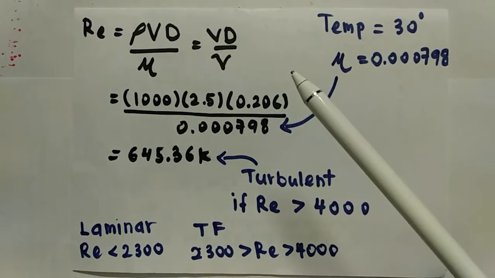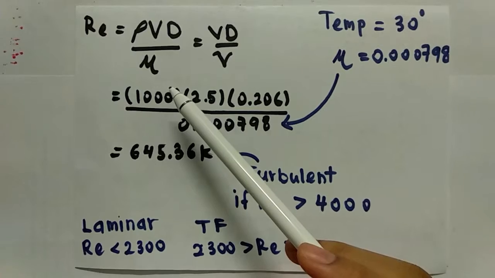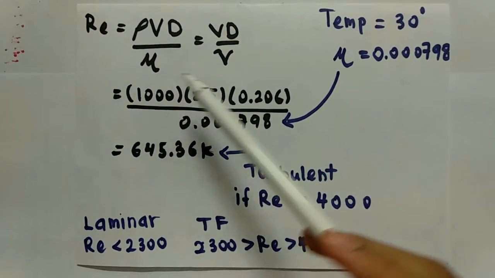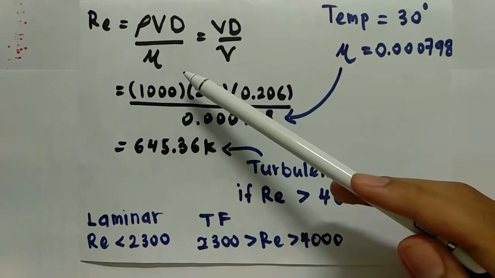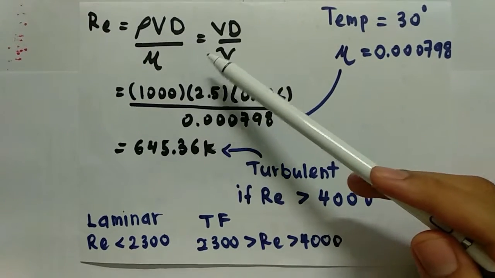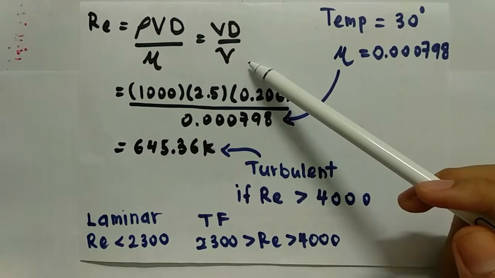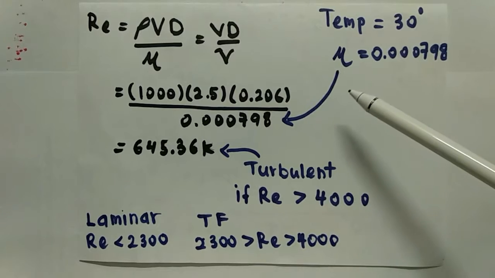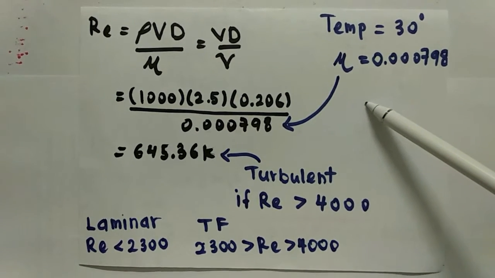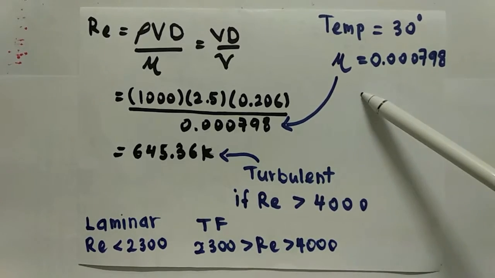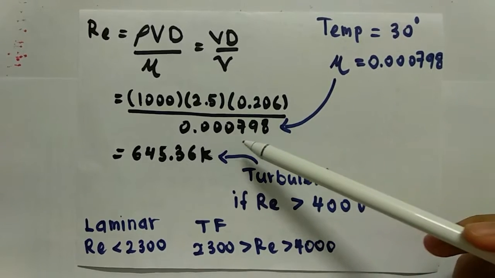For the next calculation, we need to find the Reynolds number. The formula is rho times V times D divided by dynamic viscosity, or V times D divided by kinematic viscosity. For the temperature and the dynamic viscosity, we can find them on the internet. So we do the calculation, then we can find the Reynolds number.